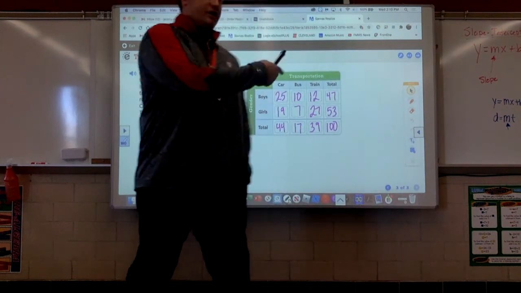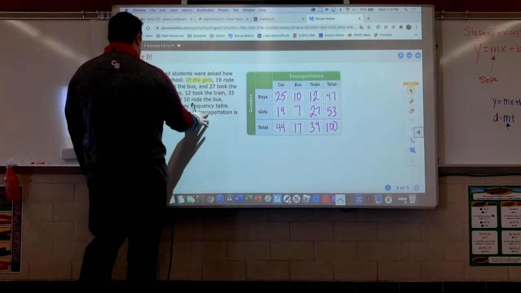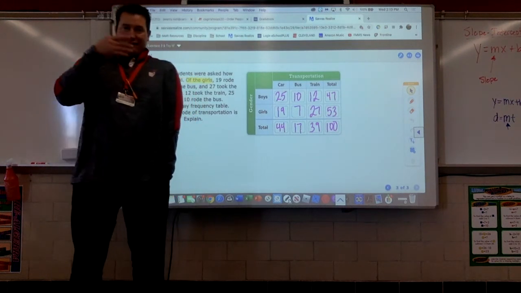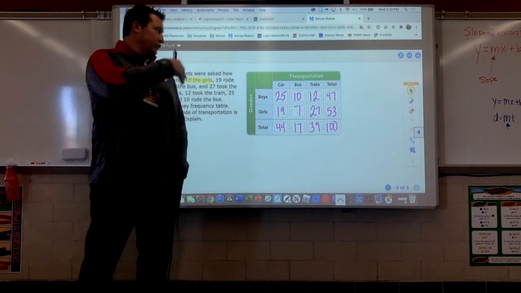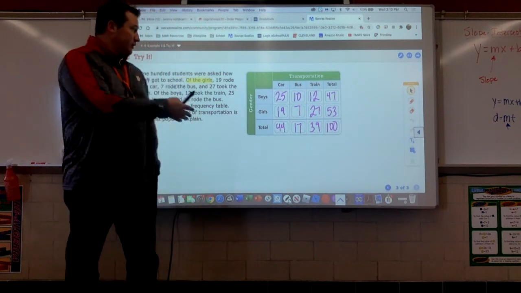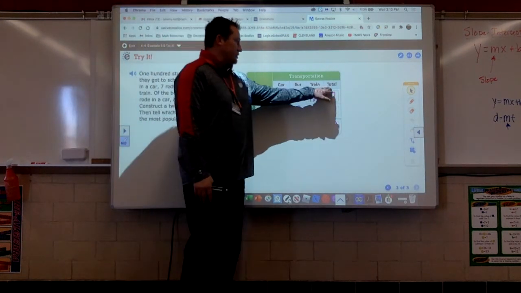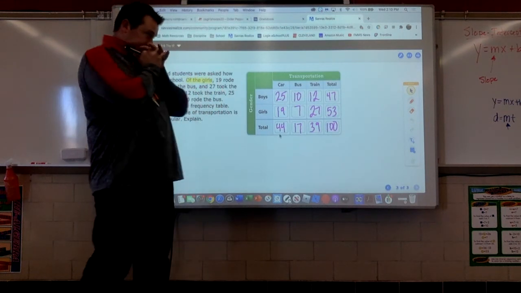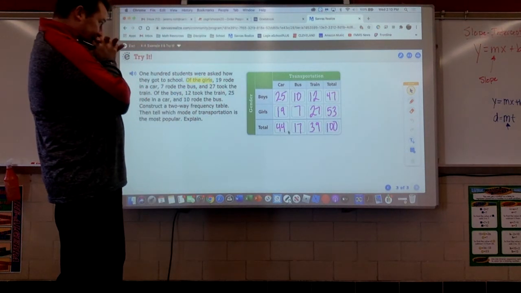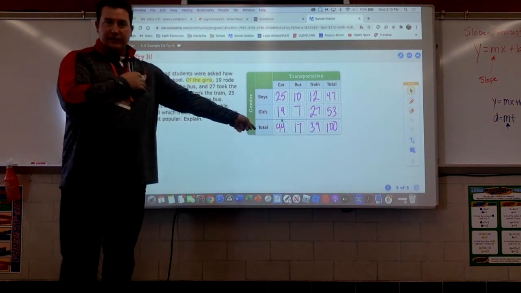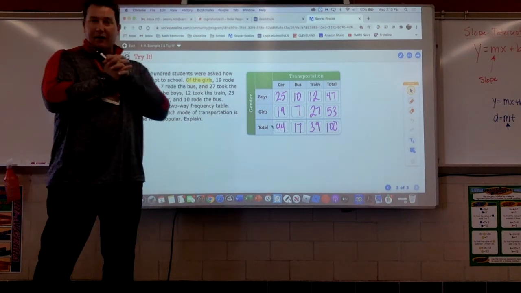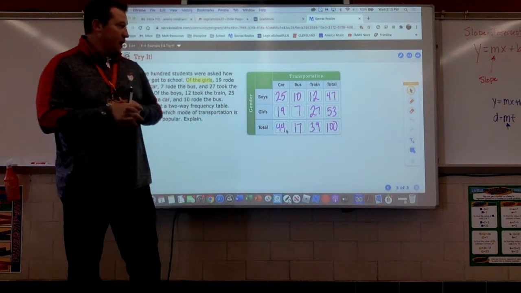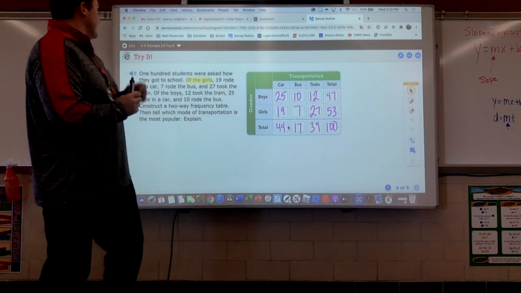Now we got to answer the question. The last question is, tell which mode of transportation is the most popular. It didn't matter if boys or girls ride or walk or do whatever. So which one of these, cars, buses, or trains, is the most popular? I think Mr. Knowles got it. Bus is not popular, but the car is very popular. Yes. Okay. Guys, that's the start of 4-4.